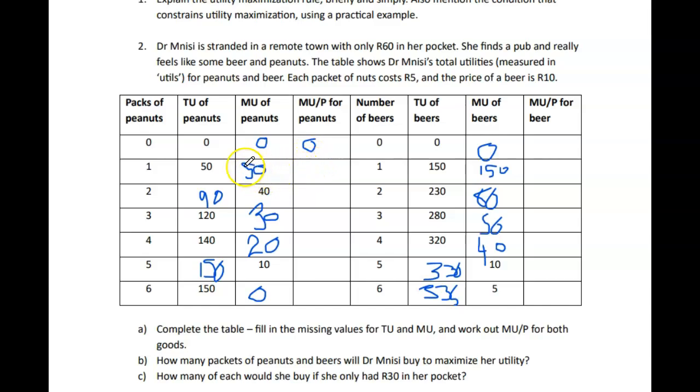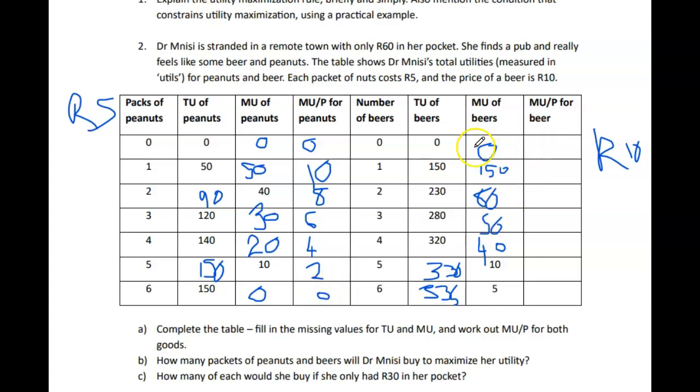Over here, 50 divided by the price. What's the price of peanuts? 5 Rand, right? So just keep in mind, peanuts is 5 Rand. And just keep in mind, beer is 10 Rand. So it's marginal utility over price. So 50 over 5, that is 10 Rand. 40 over 5, that is 8 Rand. 30 over 5, that is 6 Rand. 20 over 5, that is 4 Rand. 10 over 5, that is 2 Rand. 0 over 5, that is 0 Rand.